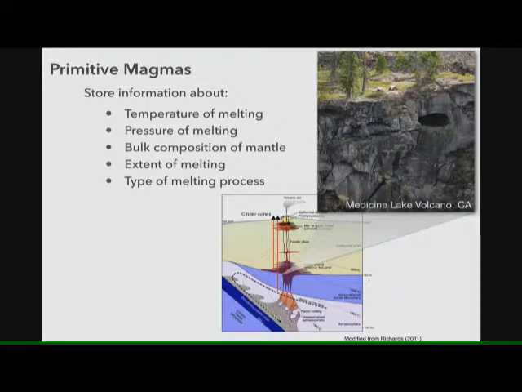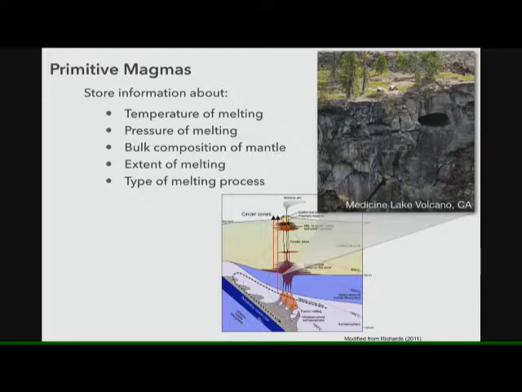And the main tool that we have at our disposal, like I showed you on that diagram, is these primitive magmas, these things that have made it to the surface with very little processing. And they, in fact, in their composition, store information about the temperature that they melted at, the pressure that they melted at, the bulk composition of the mantle that formed them, the extent of that melting of that mantle, and the type of the melting process. So they are really our information capsule, our jewel to get back to understand what's happening down here.